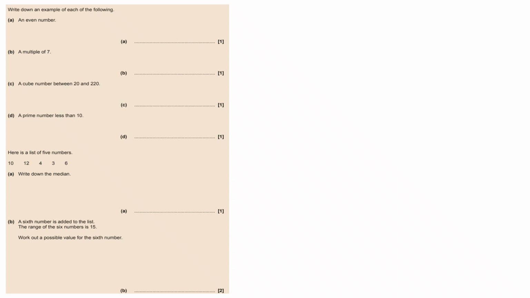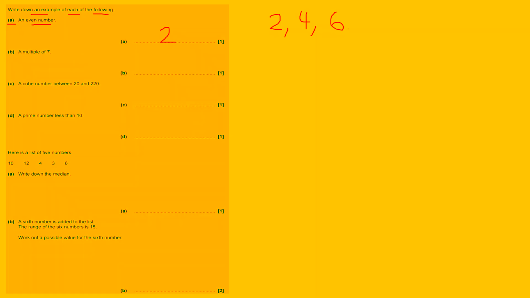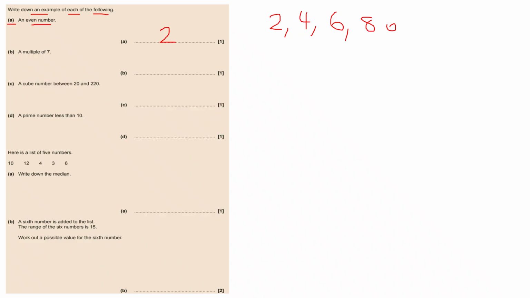Looking at types of number in this video lesson. It says write down an example of each of the following. So this is from an OCR Foundation Tier paper, part A, an even number. So an even number can be 2, 4, 6, 8, or 0. So if it ends in one of these five numbers, then it's even. If it ends in 1, 3, 5, 7, or 9, it is odd.